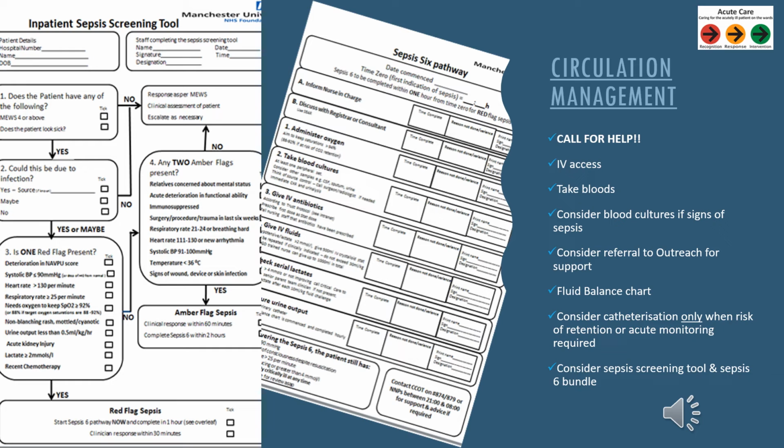Consider catheterizing only if you feel there is a risk of retention or that the patient is acutely unwell to a level that requires monitoring. And use the sepsis screening tool and Sepsis 6 pathway document, which should be available on all wards.